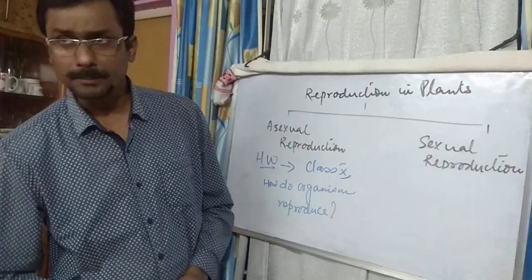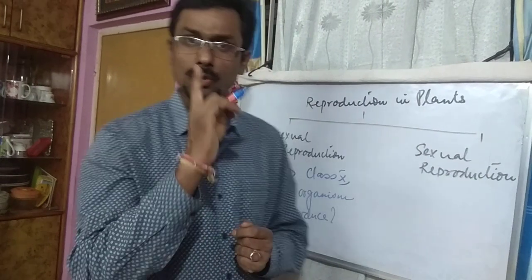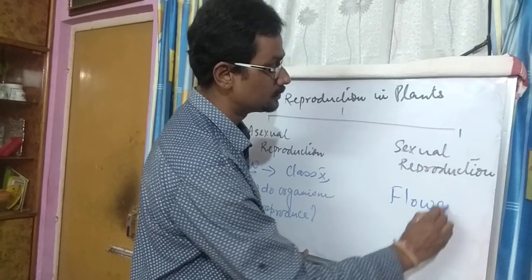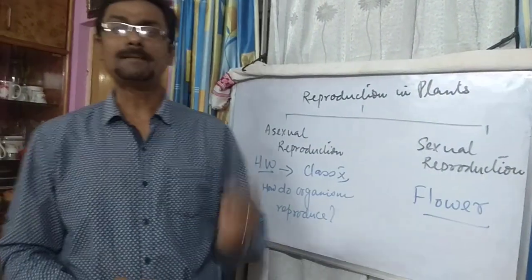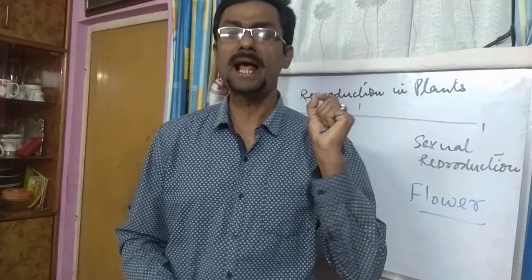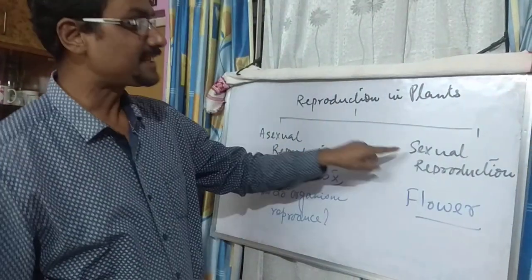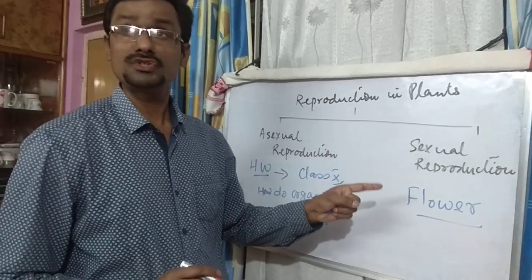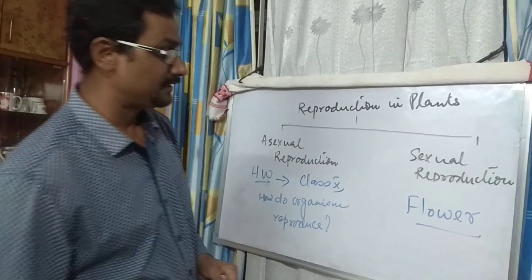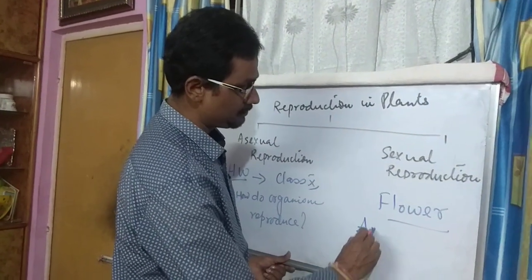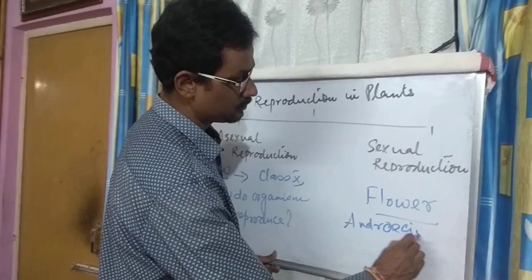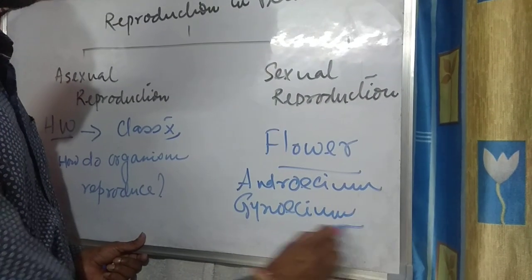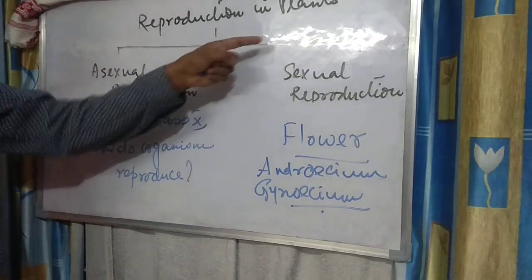Here in the case of sexual reproduction, what we will be emphasizing is the flower. Flower is the most essential and important part of the plant which takes part in sexual reproduction. And as I told you earlier, it has two organs which are linked with sexual reproduction, that is the androecium and what? Gynoecium. So this is related to the reproduction.